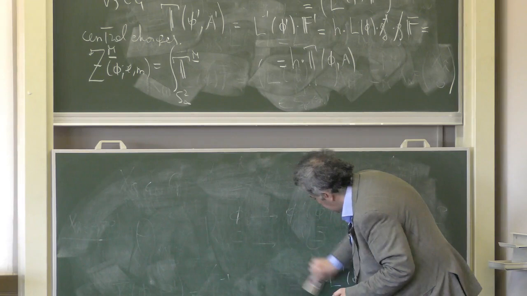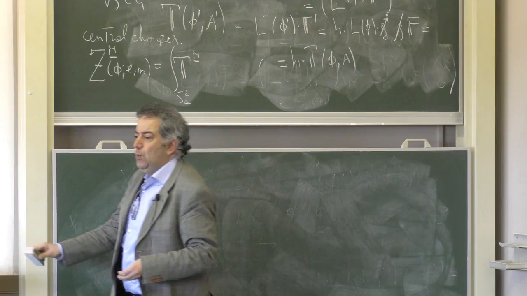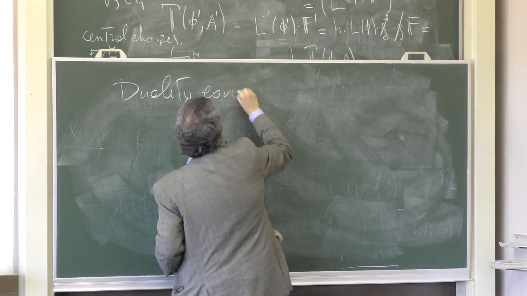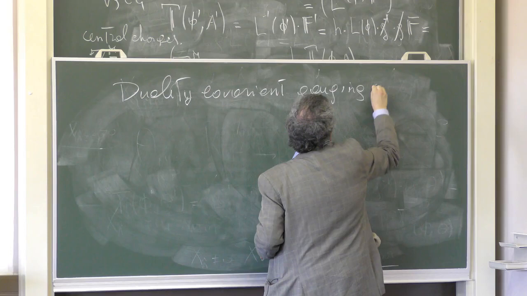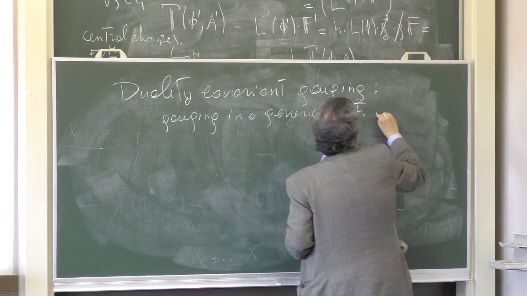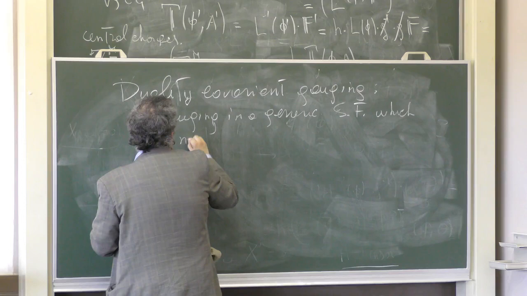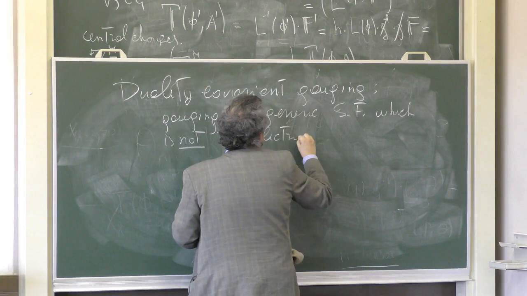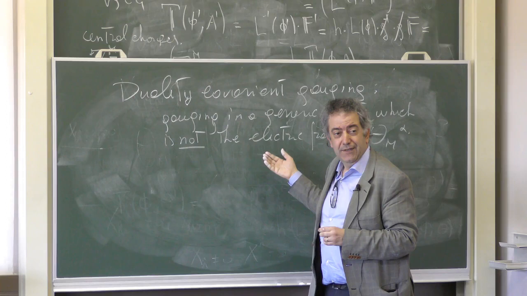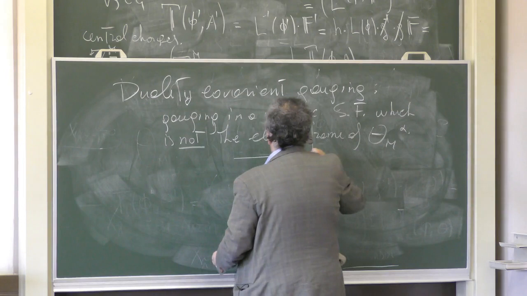So we want now to define a duality covariant gauging. That is gauging in a generic symplectic frame which is not, in general, the electric frame of theta. Okay? As we shall see, something interesting will come out from this when trying to construct this theory.